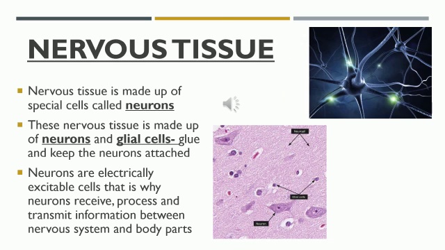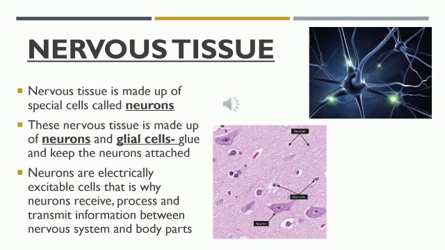Coming to nervous tissue, this nervous tissue is made up of special cells called neurons. So neurons are the cells which make up a nervous tissue. And this nervous tissue is made up of neurons and glial cells. These glial cells function as a glue and keep the nerve cells, or neurons, attached. This helps in attaching these neurons. It acts like a glue.